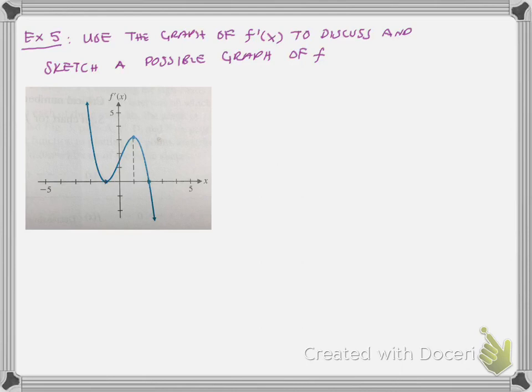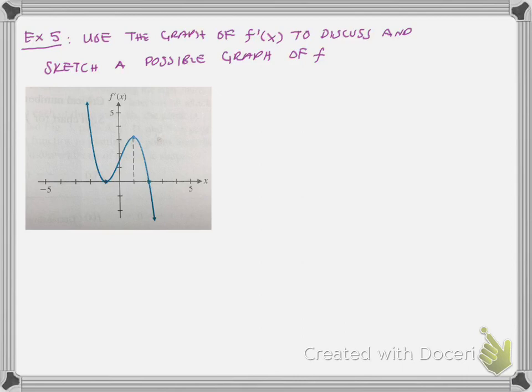Okay, so now let's take it a little step further, and we're going to talk about really analyzing graphs to make sure we understand what's really going on and the additional information we're given with concavity and local maxes and mins and things of that nature. So look here at this function. This is the graph of f prime. And so it says use the graph of f prime to discuss and sketch a possible graph of f.